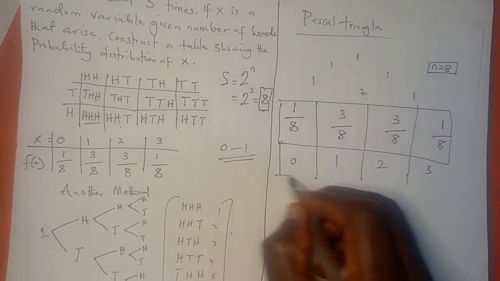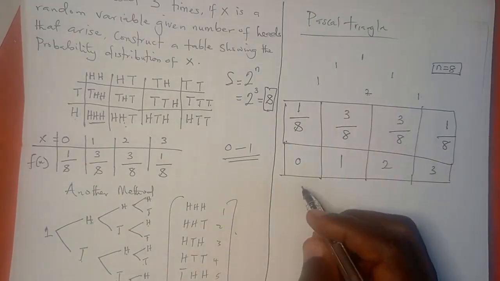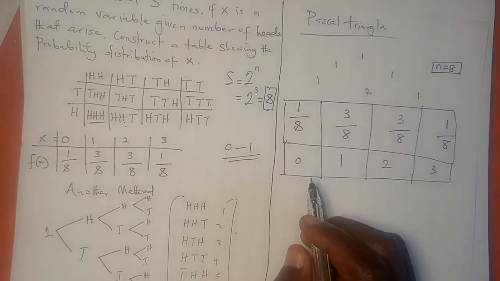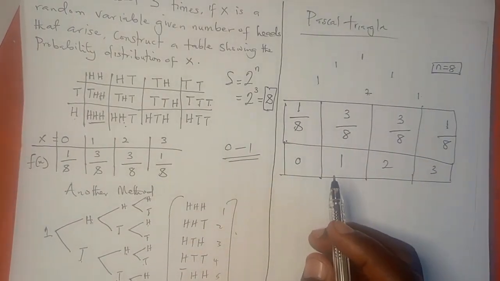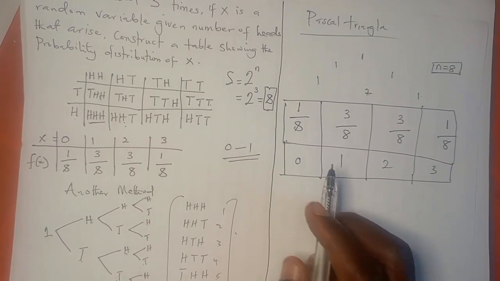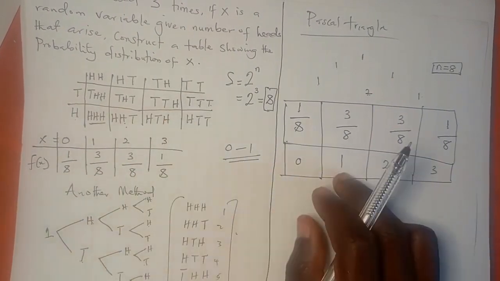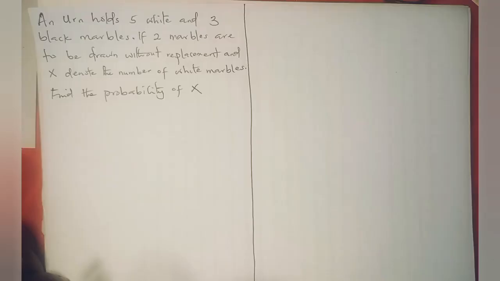And what does x represent? The number of heads that appear. X is the number of heads that appear. So we can either find the probability distribution of the function in this way, or that way.